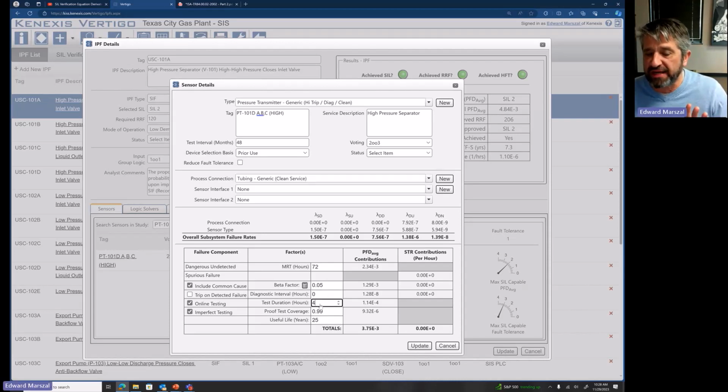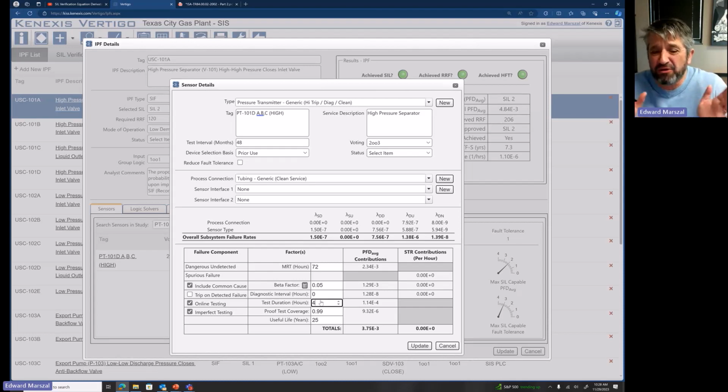Okay, the test duration is a little bit different. For the test duration, we're also looking at an individual component, but the assumption we're making, you'll see here that I have a 2 out of 3 vote. But I am making the pessimistic assumption that when I perform the test, all 3 transmitters in that 2 out of 3 vote are in bypass. Normally, you would not do that. You would basically do 1 transmitter at a time, leaving 2 transmitters in service.